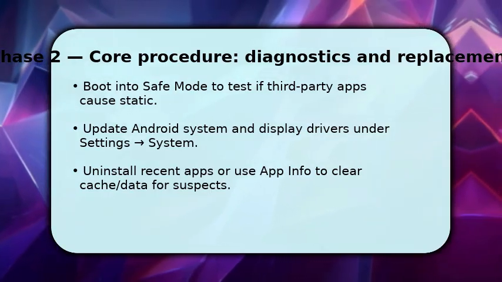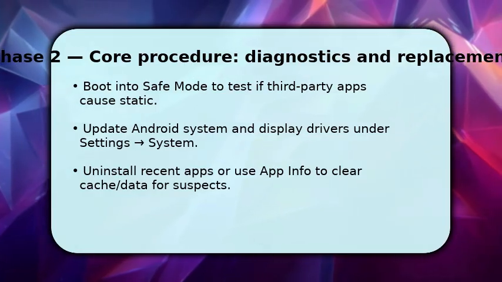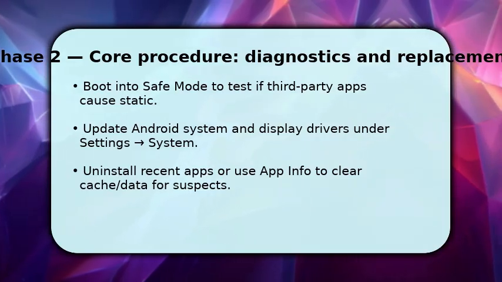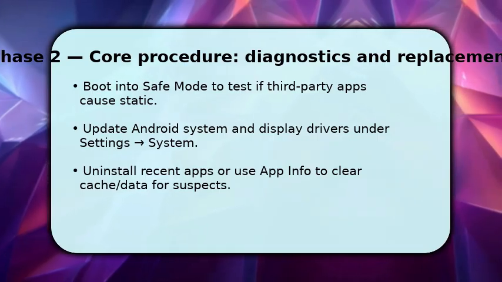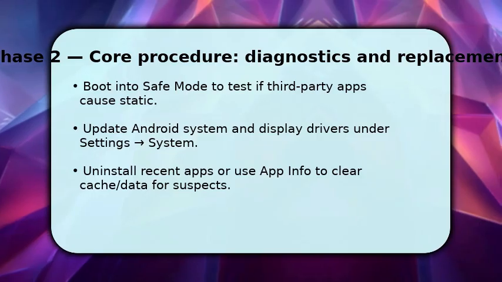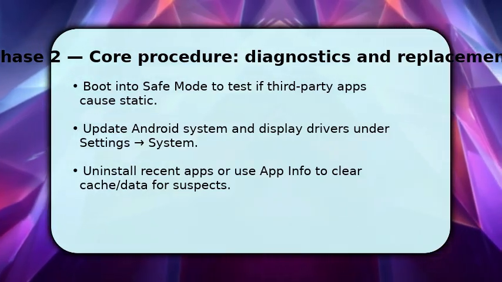Make sure to check Settings > System for Android updates and any available display driver updates, because outdated drivers often cause artifacting. Next, uninstall recently added apps or clear their cache and data via App Info. This removes corrupted app states while preserving most of your settings. Keep checking the screen after each change to isolate the cause.